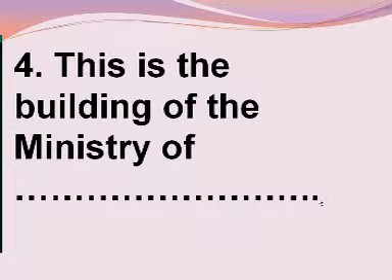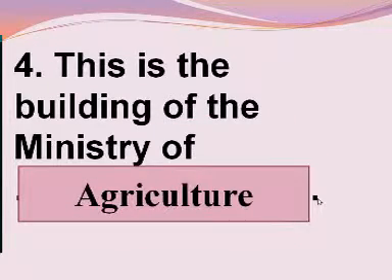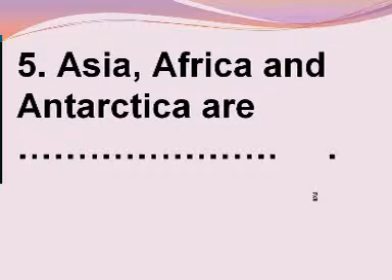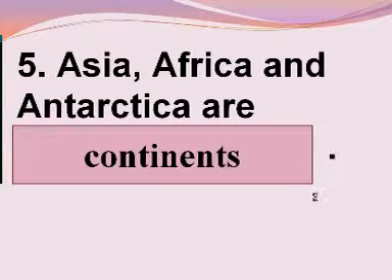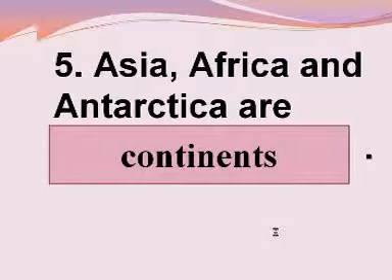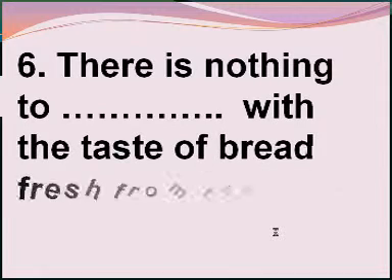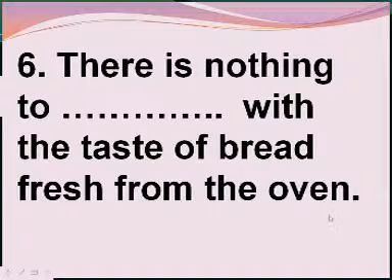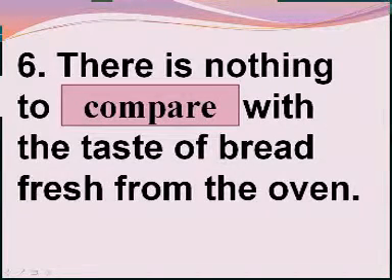This is the building of the Ministry of... One of the words we studied today. The Ministry of Agriculture. Very good. Asia, Africa, and Antarctica are... What do you call these? They are continents. Good. There is nothing to compare with the taste of bread fresh from the oven. Suppose you have some bread, very fresh, just coming from the oven. There is nothing to compare with that, because it's very, very good.